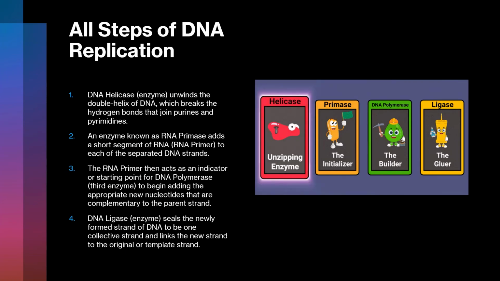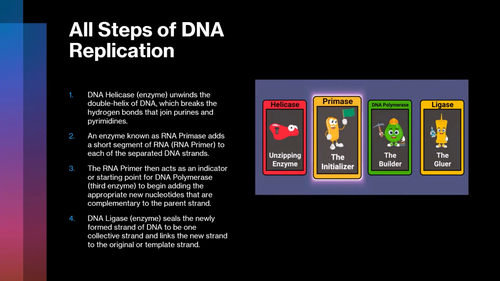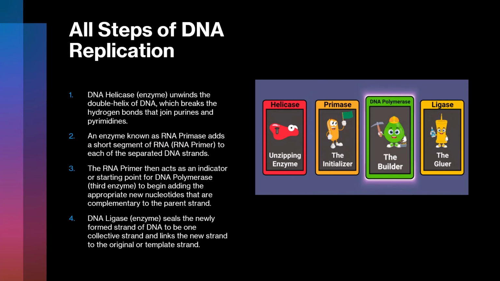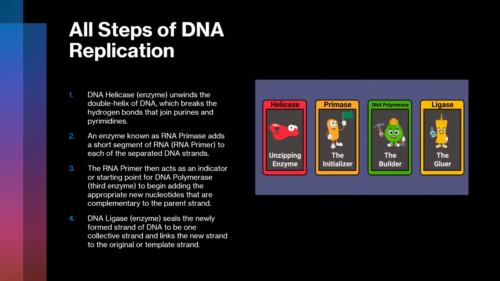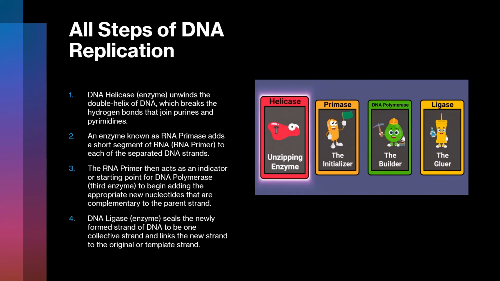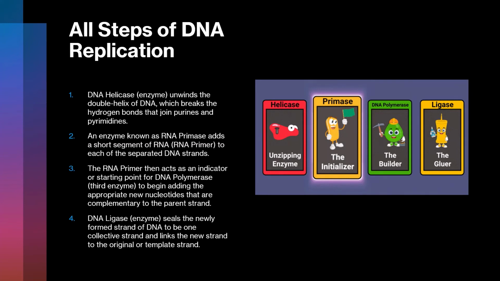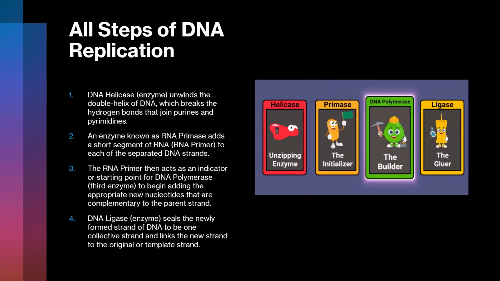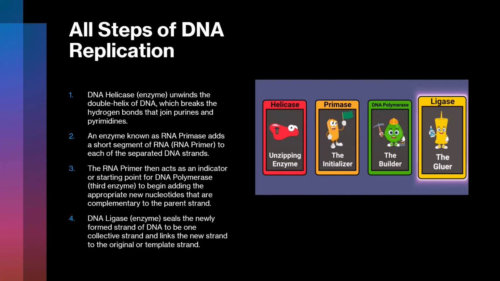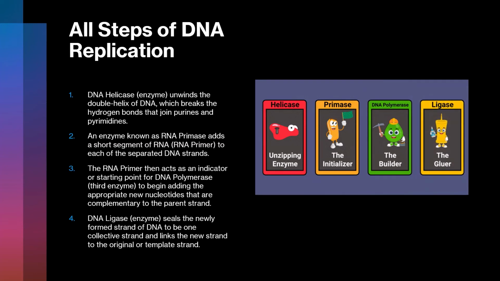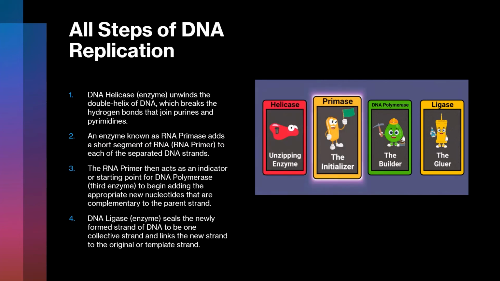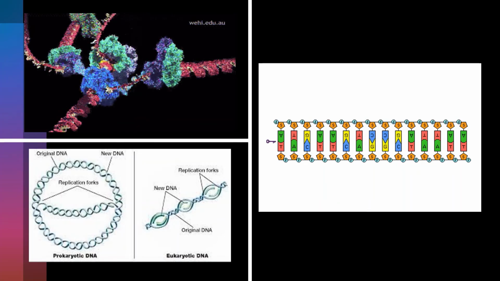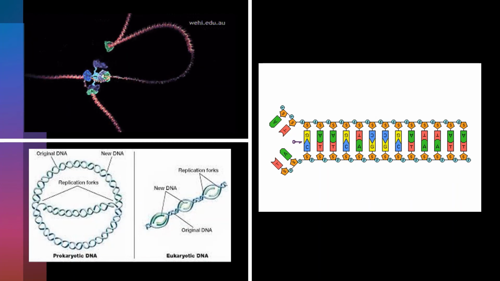So here are all the steps of DNA replication just on one slide, nice and neat. Again, essentially it is one enzyme, DNA helicase, unzips the DNA, RNA primase adds an RNA primer, which tells the DNA polymerase, the thing that actually adds the new nucleotides, where to start adding nucleotides, and then the ligase seals everything back together. And then I have some last images here.